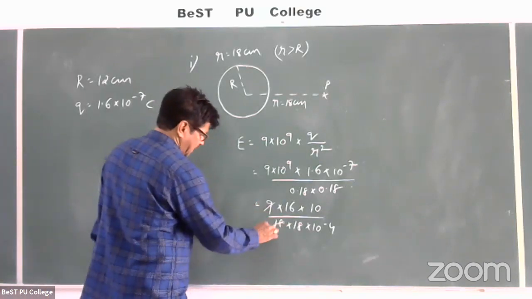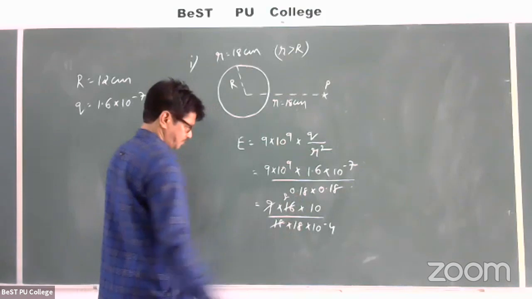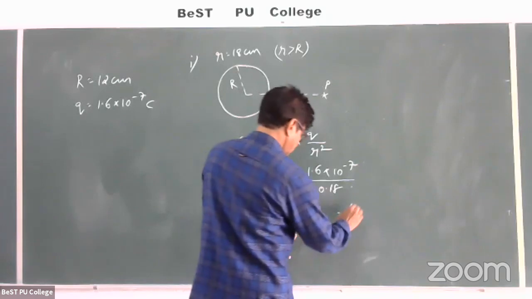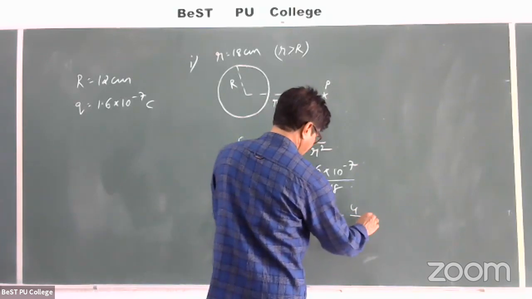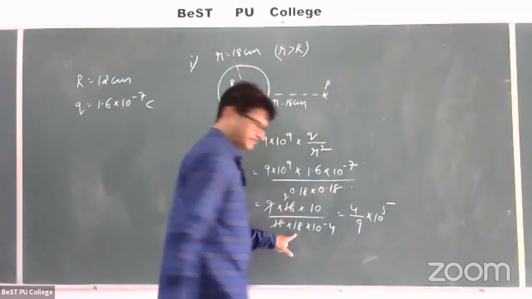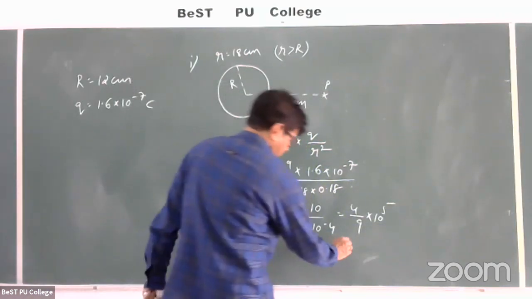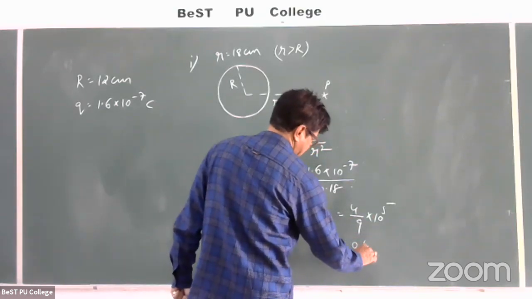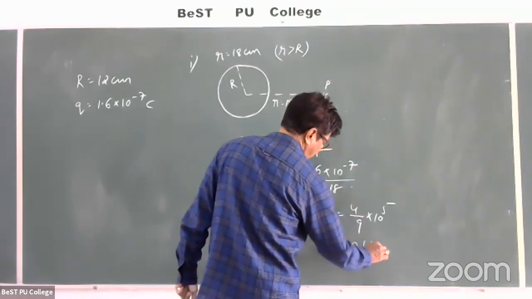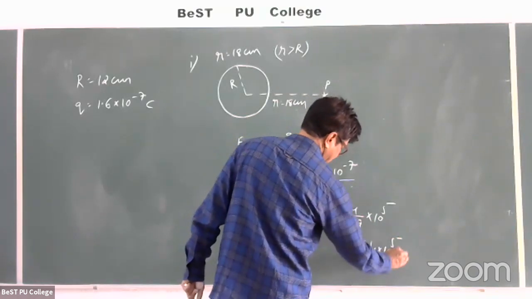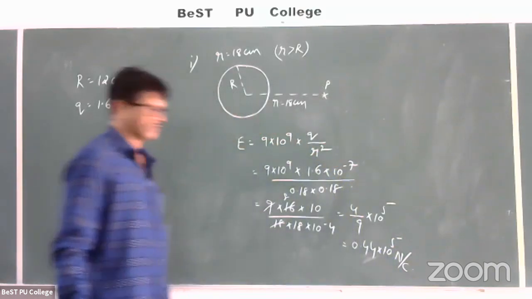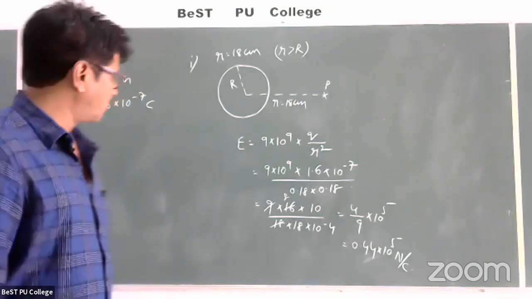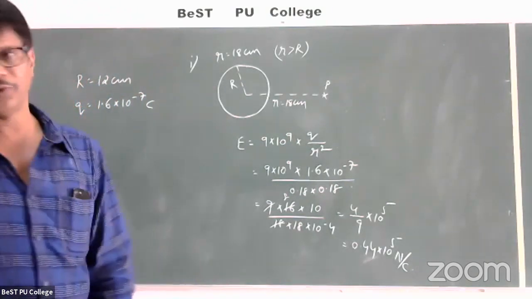9 ones are 9, 9 twos are 18, 2 eights. Then 4 by 9 into 10 to the power of 5. So 0.44 recurring, 9 fours are 36, 40. This is the electric field, electric intensity: 0.44 into 10 to the power of 5.